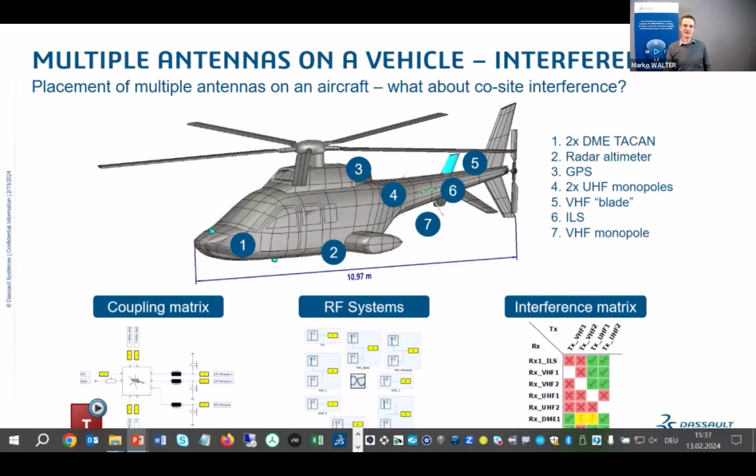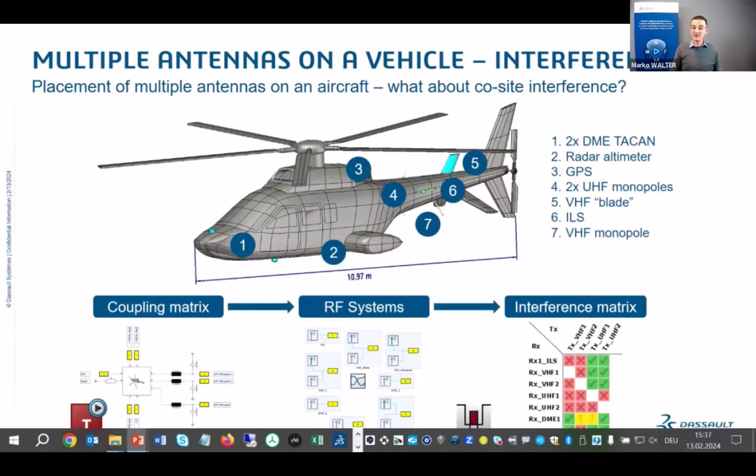First, by calculating the coupling matrix, so running a broadband simulation of all the antennas to get the S parameters of the coupling between them all. Then defining the radio frequency systems, not only of other antennas, but other systems that might radiate as well, unintentionally. And those can be combined to then give you the interference matrix. So that's using our interference task.